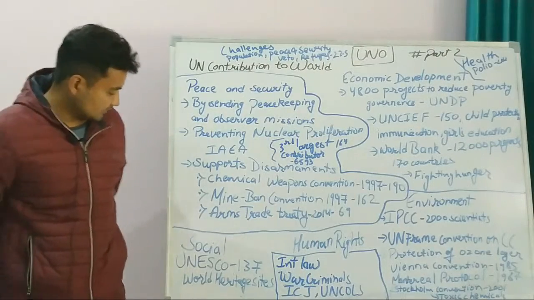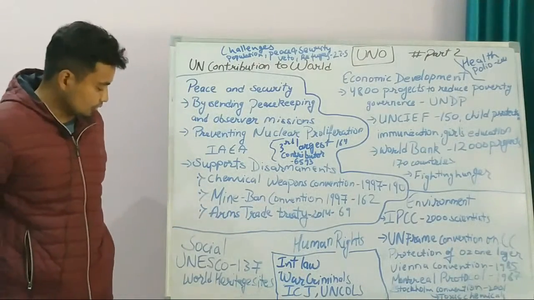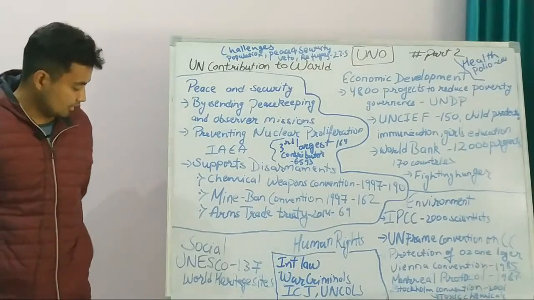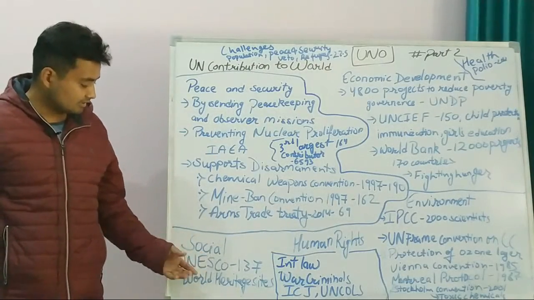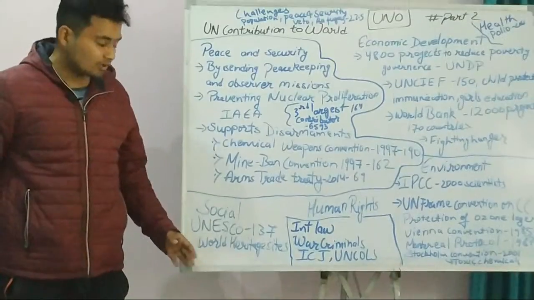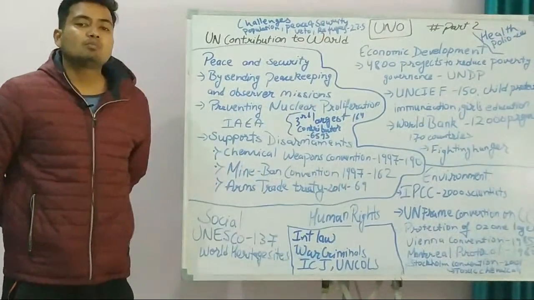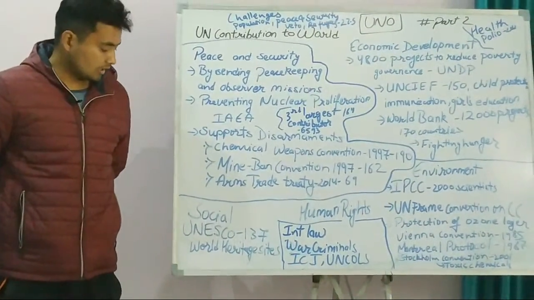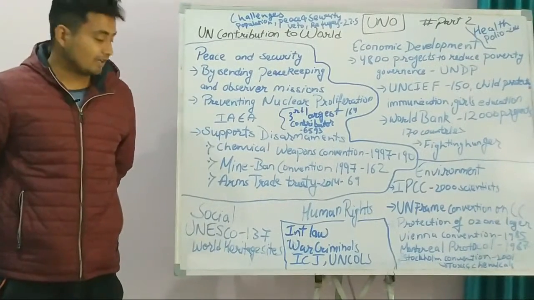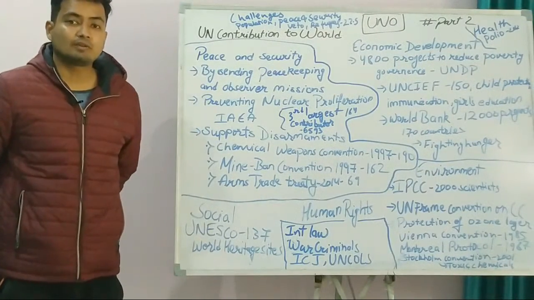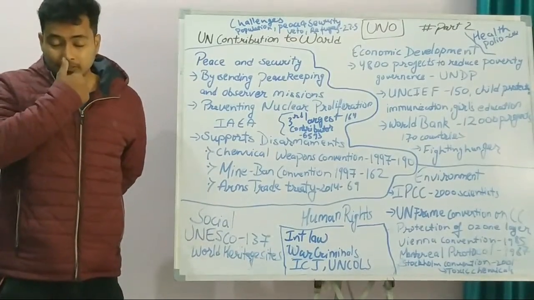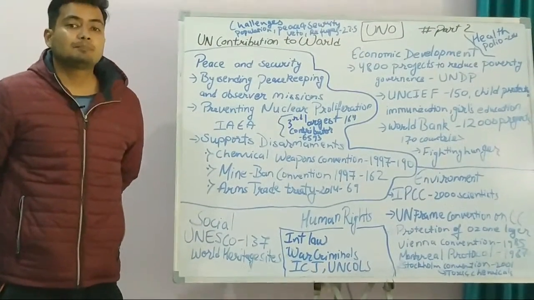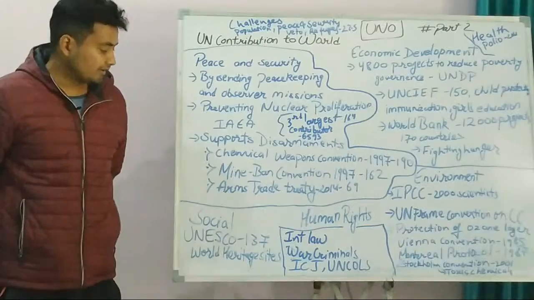If we look at social causes, there is one agency called UNESCO. It supports 137 countries, and more than 1,000 World Heritage sites are protected by UNESCO. Currently, 38 World Heritage sites are located in India.